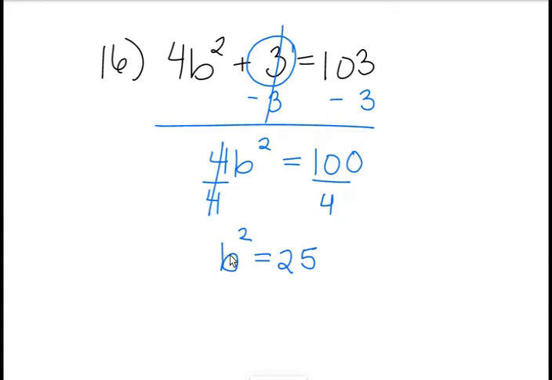I'm not done because I don't want b squared. I want b. The square root of b squared is b. Square root of 25 is 5. And that's it, you guys. It's as hard as it gets.